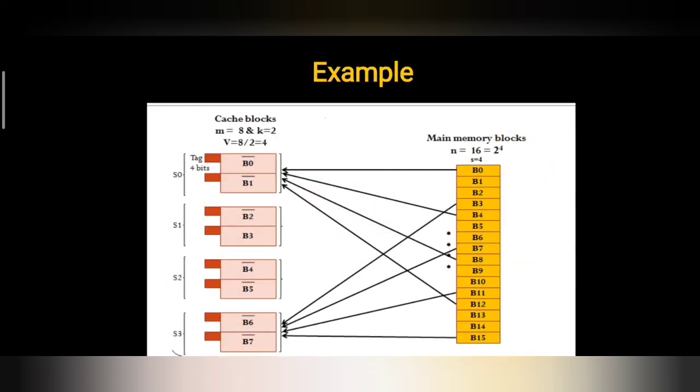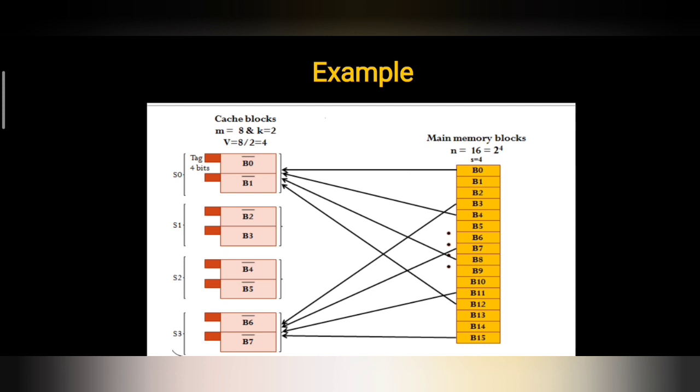So how am I going to map this, just see here. If I talk about my block number B0, so j is equal to 0, 0 modulo v. So total number of sets is 4. So 0 modulo 4 gives me 0. Hence, it is quite clear that B0 can be mapped into the cache memory set S0. Now, within this set S0, there are 2 blocks available, B0 bar and B1 bar. So, whichever block is free, my B0 main memory block can be mapped either to B0 bar or B1 bar, whichever is available at this particular moment.